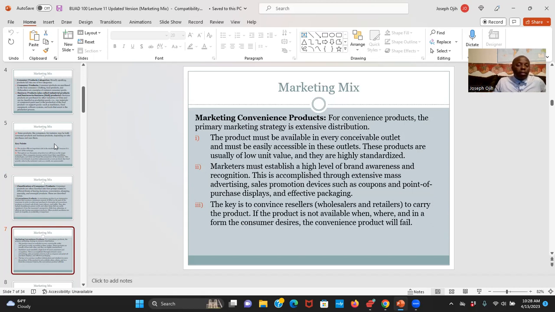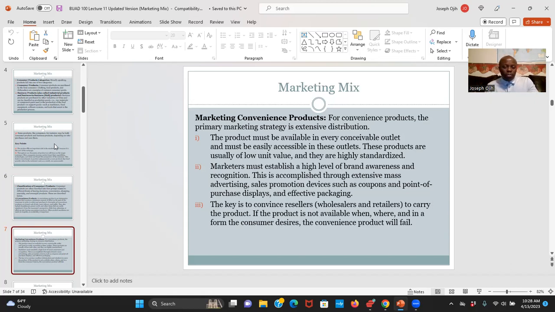Okay. So the products are usually low value and highly standardized. So it's up to the marketers, or even the owner of the company, to establish a high level of brand awareness and recognition. That will help in the long run to attract customers to the products and make a large amount of sales without really making much effort.